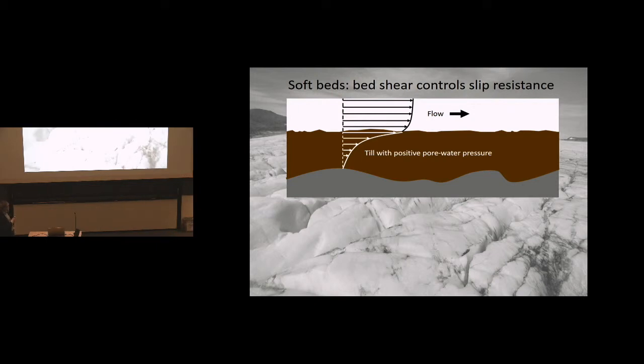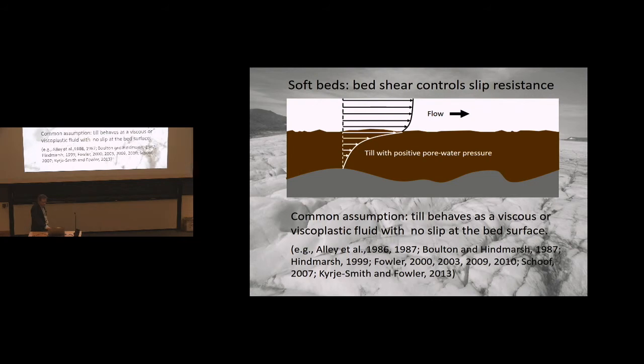We get a velocity profile that looks like this, such that the ice is moving mainly by just riding piggyback on that deforming sediment layer, and that layer is deforming across most of its thickness. That's the idea that was promulgated a lot in the 1980s and 90s as well. And this is another assumption that was made commonly, that till behaves as a viscous or viscoplastic fluid in this situation.